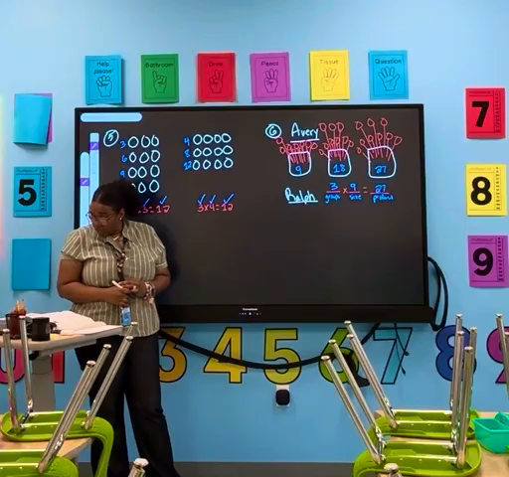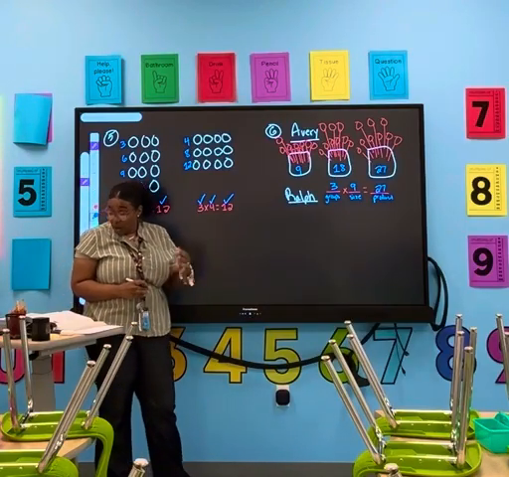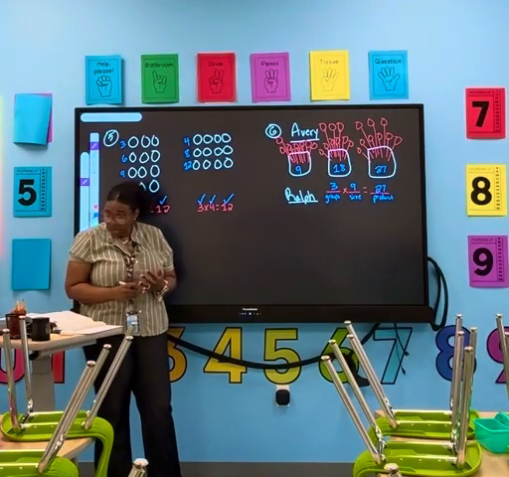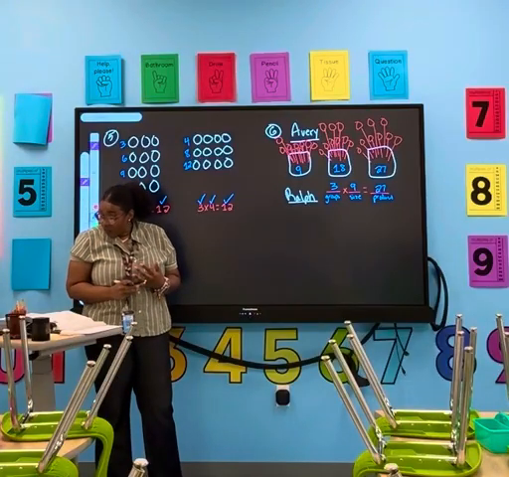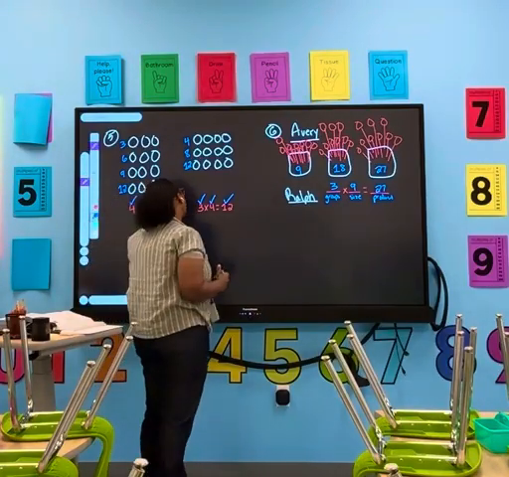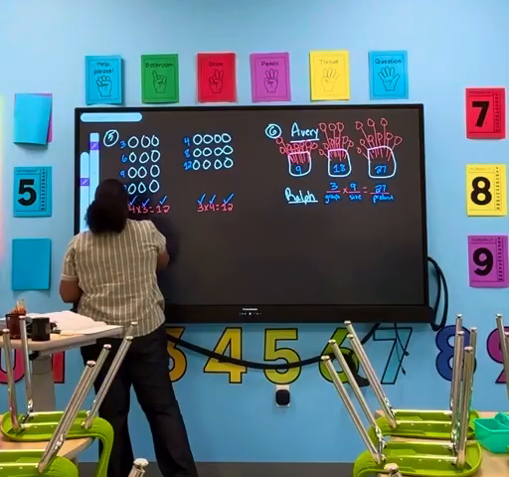Okay, now let's go to Ralph. For Ralph, they tell us that Ralph has 9 baskets of flowers. Okay, let's draw Ralph's 9 baskets of flowers.